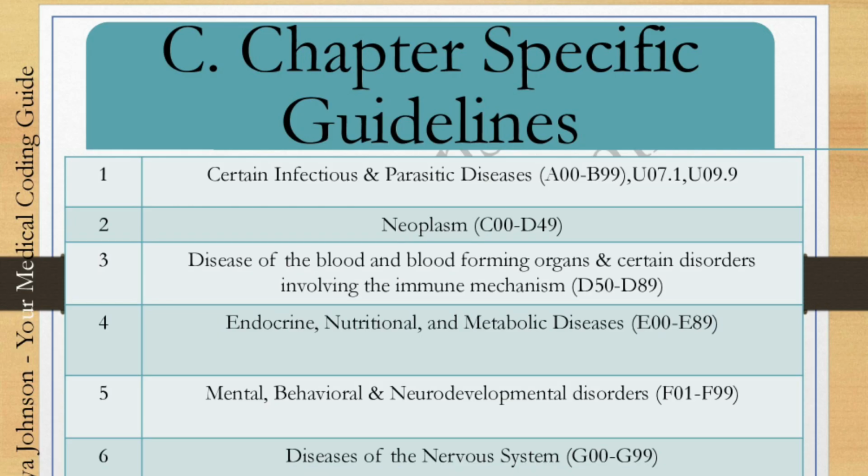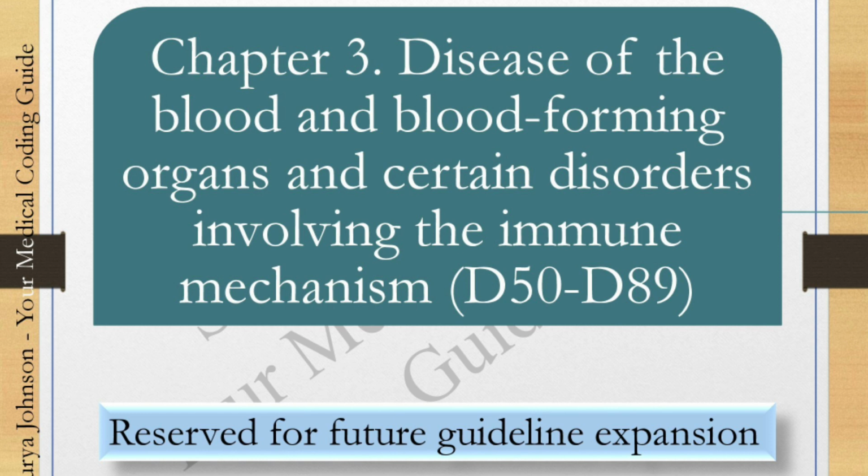Actually, the third chapter is only for a future update. There is no guideline as of now. It's reserved for the future guideline, which is the diseases of the blood and blood forming organs and certain disorders involving the immune mechanism, series D50 to D89. This series has direct codes, so there is no specific guideline to be followed and nothing to read about. So it's easy for you when you land on these D50 to D89 codes.